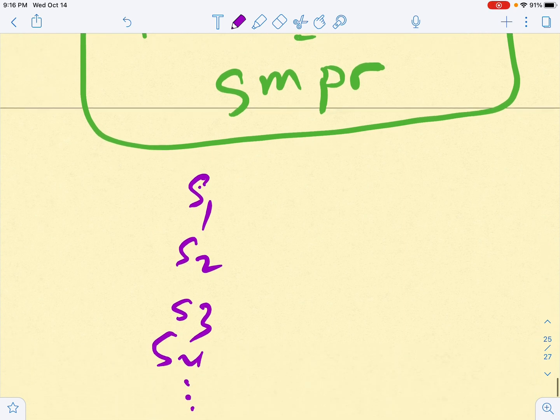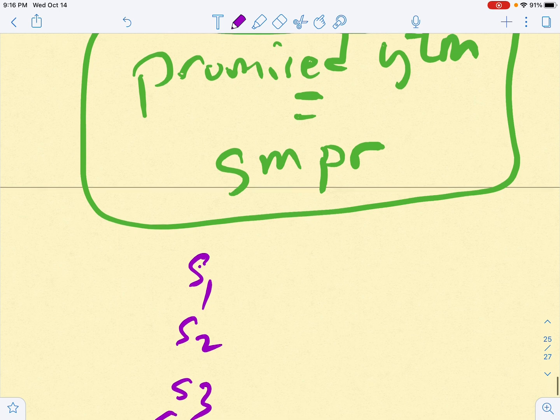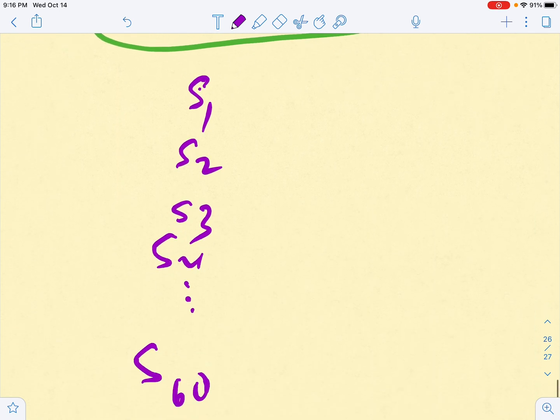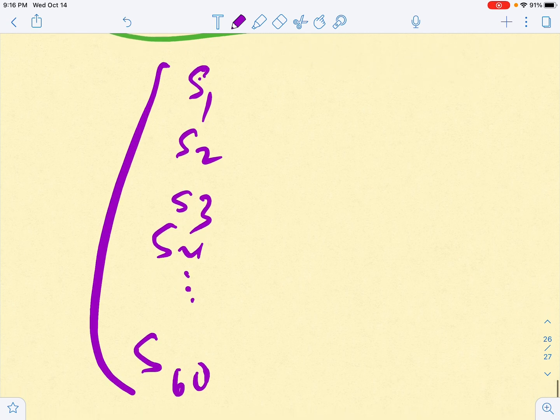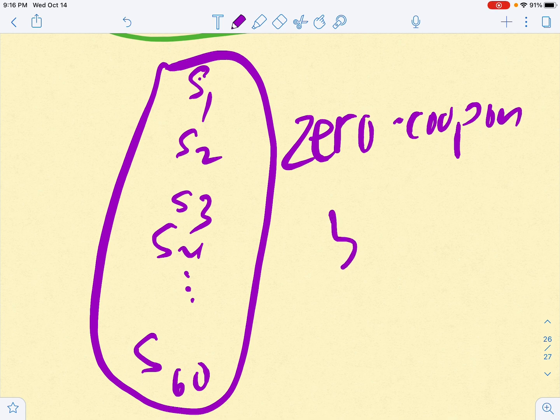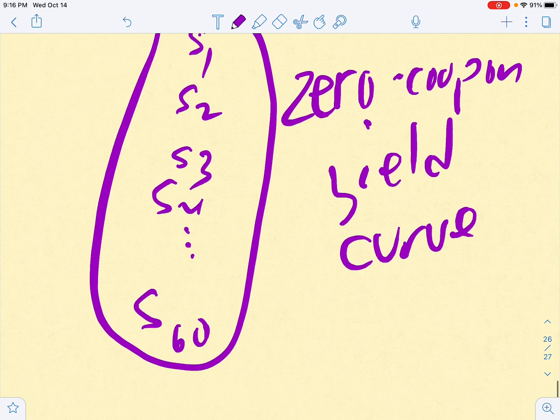Okay, so these spot rates are very important, and we're talking about a specific point in time now. This vector of spot rates is known as a zero coupon yield curve. And this is a zero coupon yield curve, with a little superscript 0, effective right now.